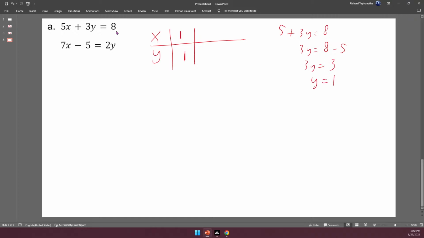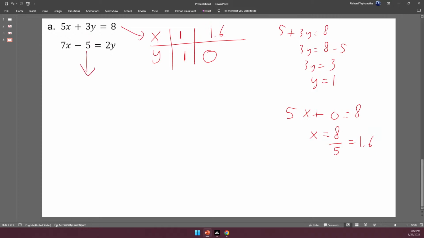That's it. Second one, for example, if I want to make it easy, I want to get y as 0. The y is 0, so we get 5x plus 3 multiplied by 0, which is 0, equal to 8. That's why we will have 5x equals 8, or x is 8 divided by 5, which is 1.6. So we will have these 2 points. It is finished for the first equation.